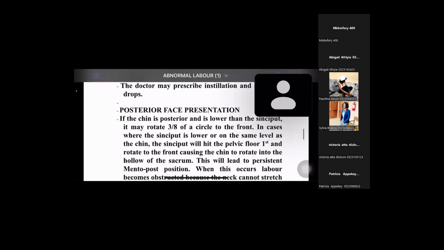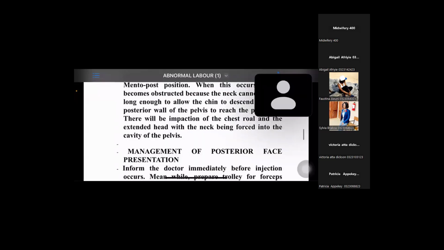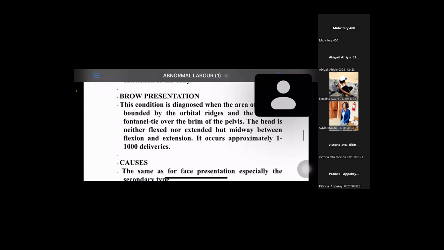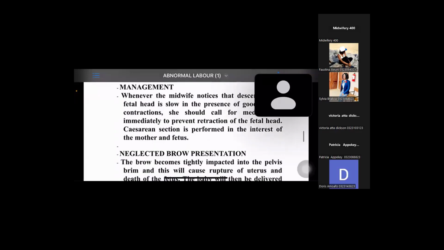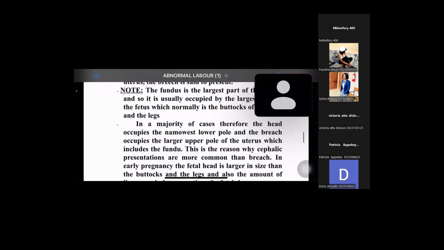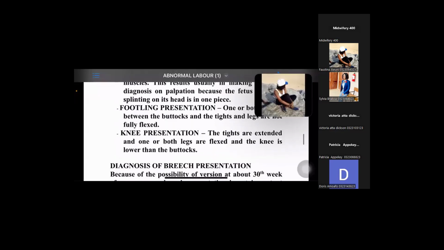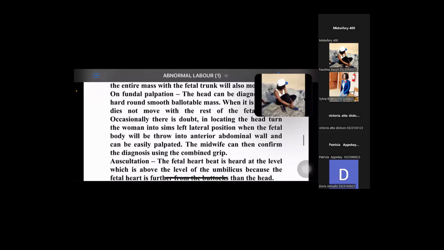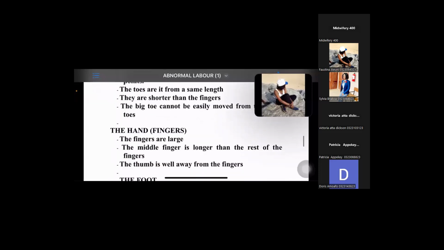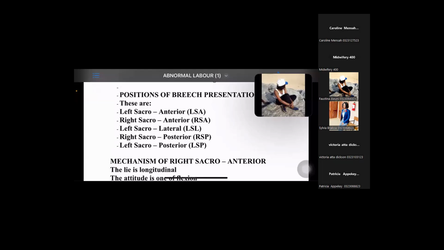Yeah, please, we are listening. Please, the sister who was explaining the left sacral anterior should continue. Seems she's off. Okay, Sister Carol.